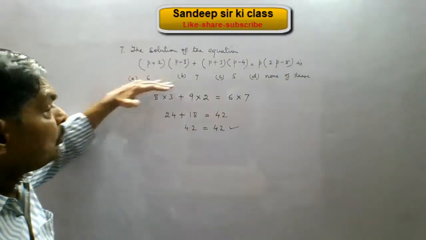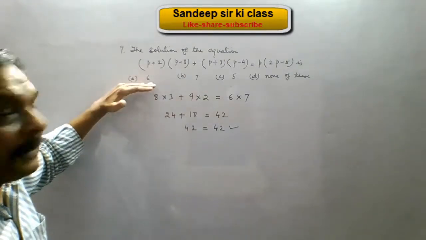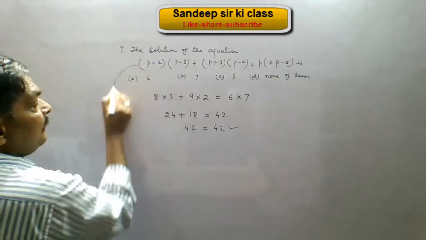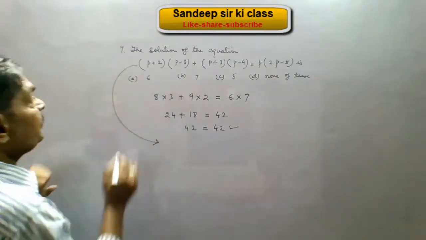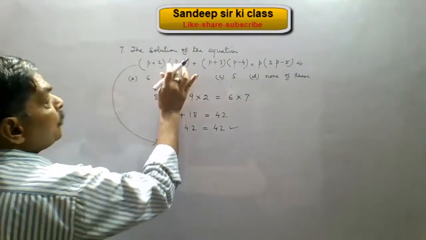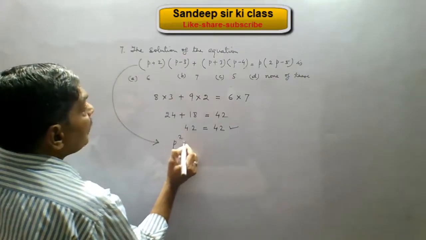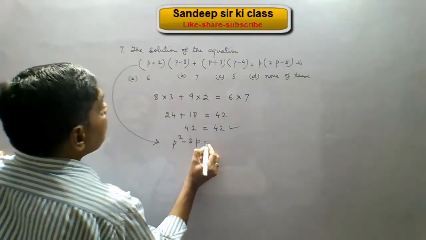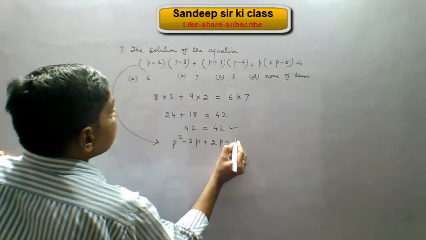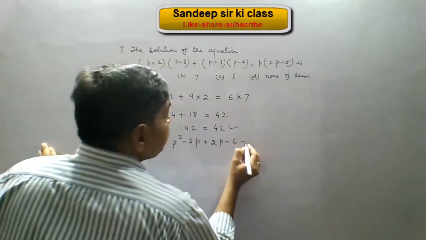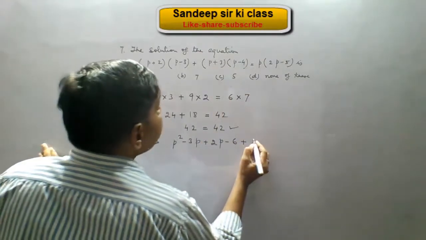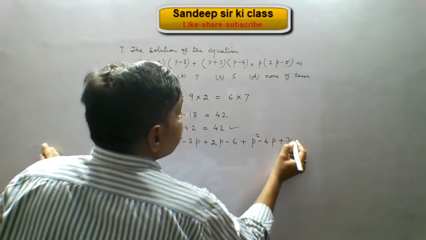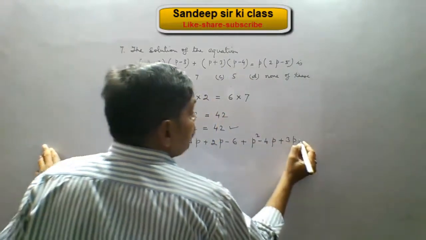Now if we do not follow this procedure by taking options, we can simplify this equation. Now when we simplify this equation, we get on left hand side, we get p into p minus 3, which gives us p square minus 3p. When 2 multiplies p minus 3, we get plus 2p minus 6 plus, again multiply these two terms. So we get p square minus 4p plus 3p minus 12.